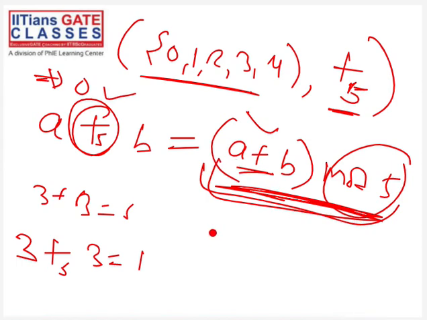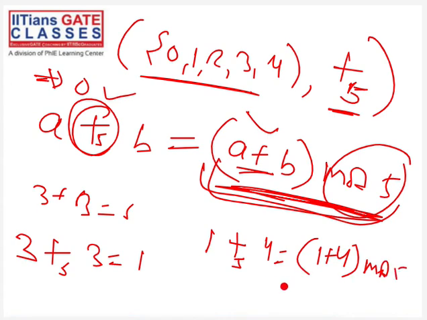Now if you want to find the inverse of 1, the inverse of 1 is 4. Let's check it out: 1 plus 4 mod 5.